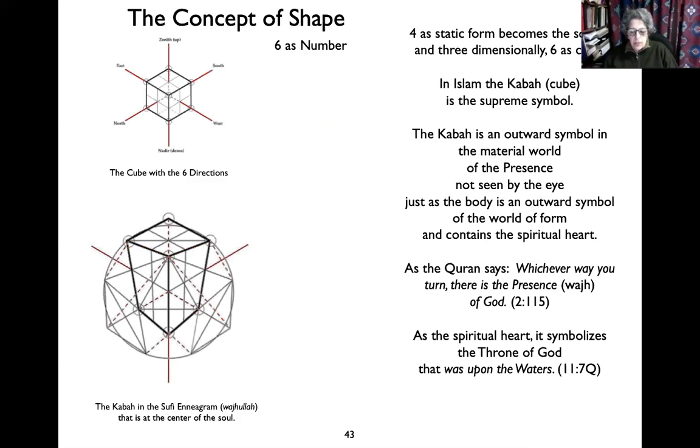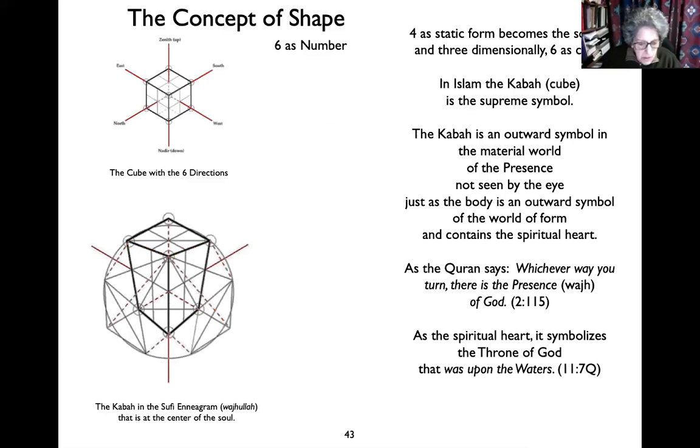The Kaaba is an outward symbol in the material world of the presence not seen by the eye, just as the body is an outward symbol of the world of form and contains the spiritual heart. As the Quran says, whichever way you turn, there is the presence of God. As the spiritual heart, it symbolizes the throne of God that was upon the waters, according to Surah 2:115, and this is Surah 11, ayat 7.